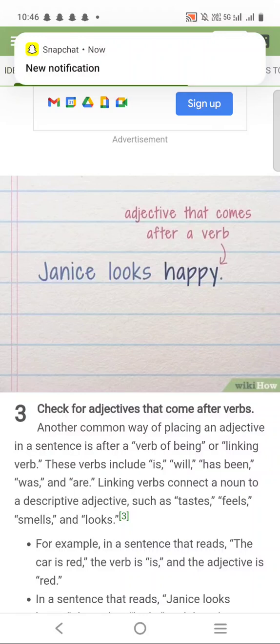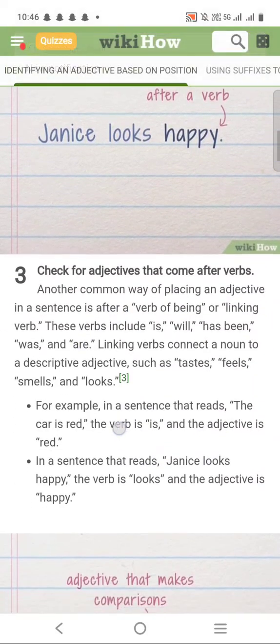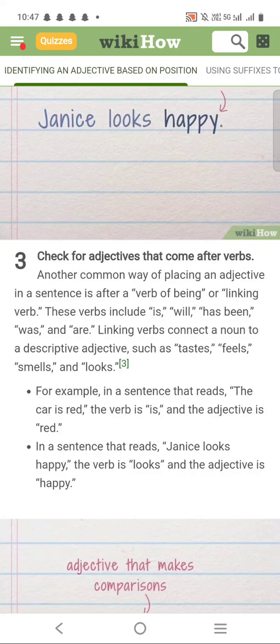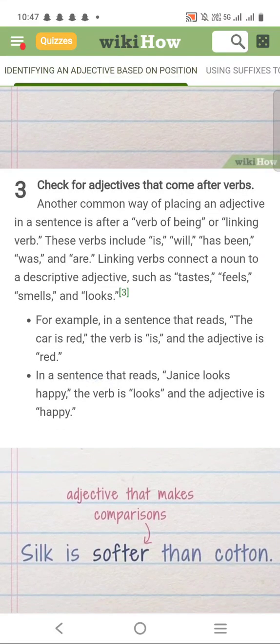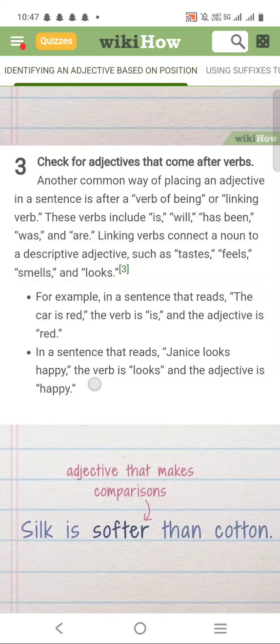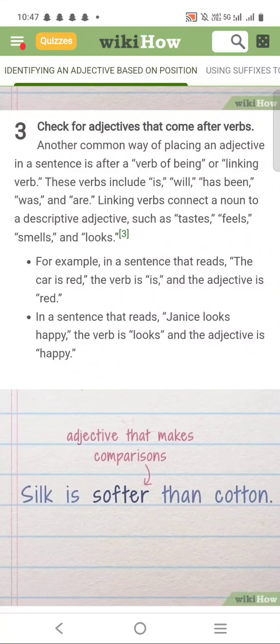Adjective that comes after a verb. Janik looks happy. Check for adjectives that come after a verb. Another common way of placing an adjective in a sentence is after a verb of being or linking verb. These verbs include is, will be, has been, was, and are. Linking verbs connect a noun to a descriptive adjective, such as tastes, feels, smells, and looks.